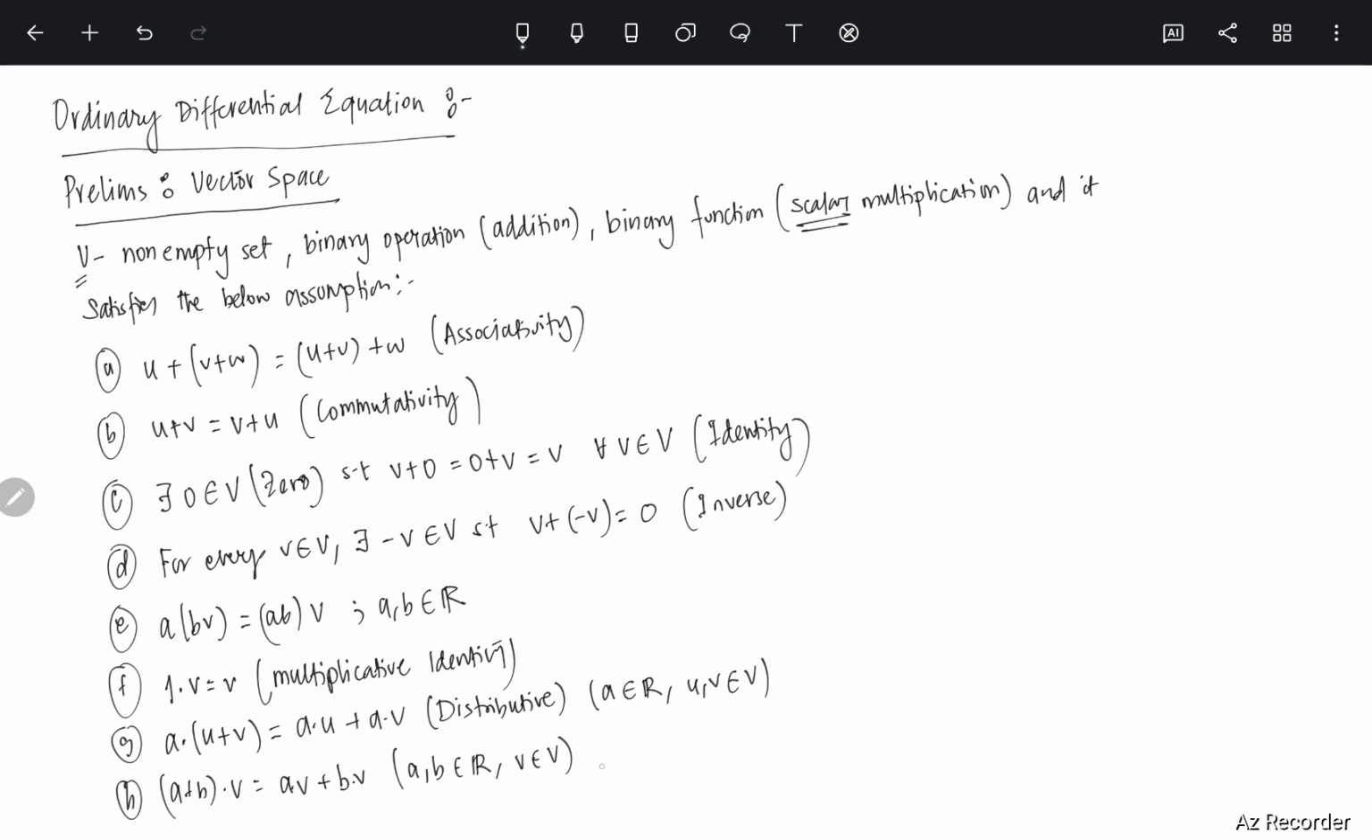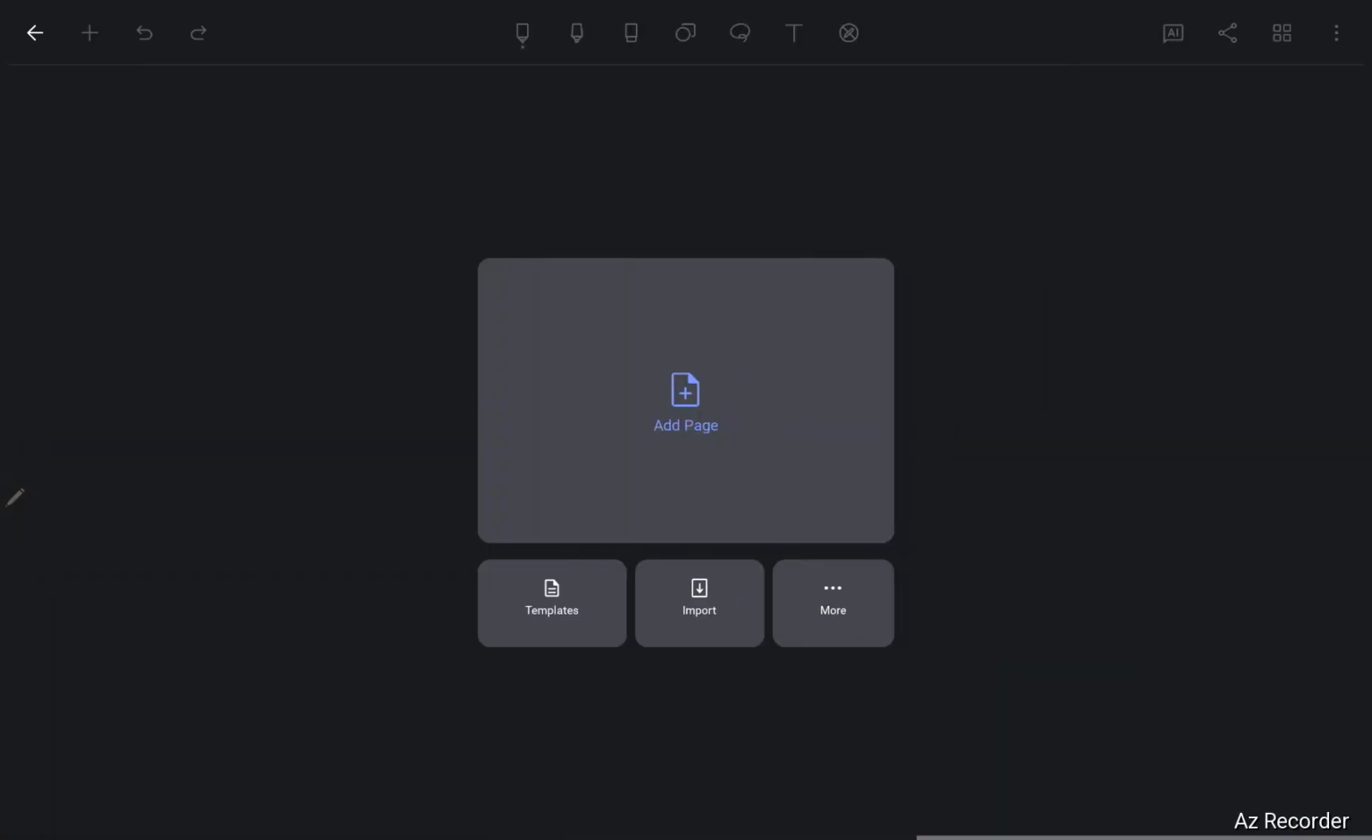This is also distributivity, but this is distributivity of scalar multiplication with respect to the field addition. Okay, so these are the properties, and I'm assuming you already know this stuff. So let's move on to the next part. Essentially, let's look at some examples which we can build out of this.